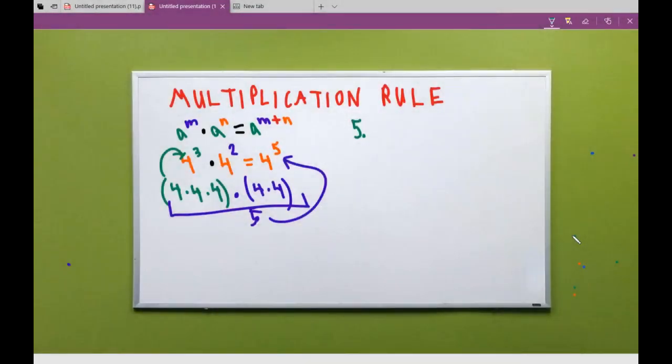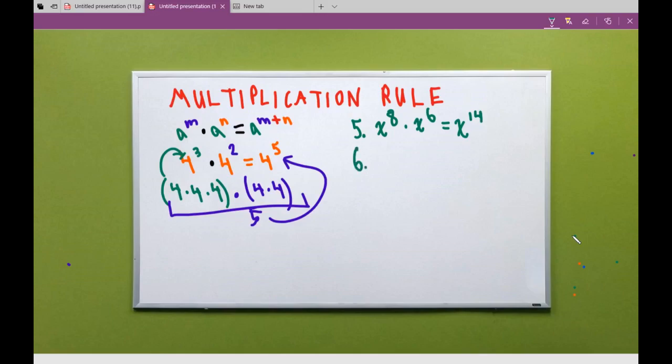So number 5 is x to the 8th power times x to the 6th power. So to find our answer, it's the same as if we had a number as our base. We're going to add the exponents together. So 8 plus 6 is 14, so our answer is x to the 14th power.